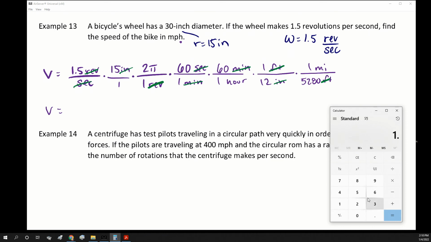So we're going to do 1.5 times 15 times 2 pi, which is times 2 times 3.14 times 60 times 60 divided by 12 divided by 5,280. Fingers crossed to everybody. That is not what I got before.